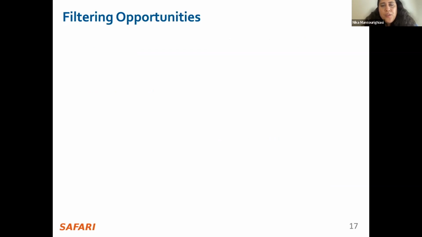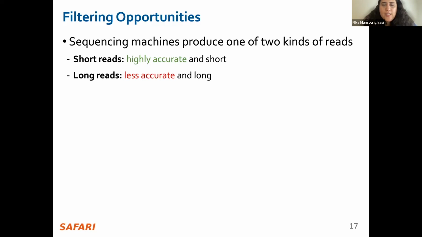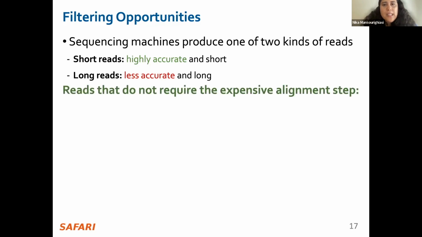So let's take a look at filtering opportunities based on the input reads. Sequencing machines typically produce one of 2 kinds of reads: short reads that are highly accurate but short, for example, up to a few hundreds of DNA characters, and long reads that are less accurate and long, from hundreds to millions of DNA characters. Based on these, we leverage 2 filtering opportunities.